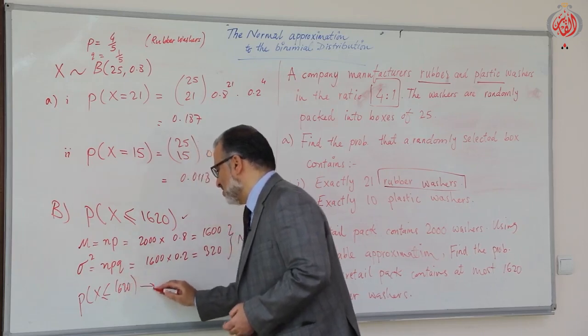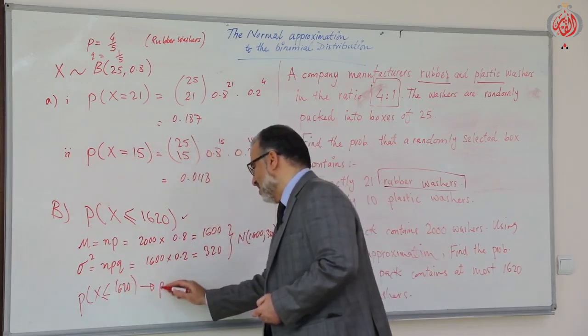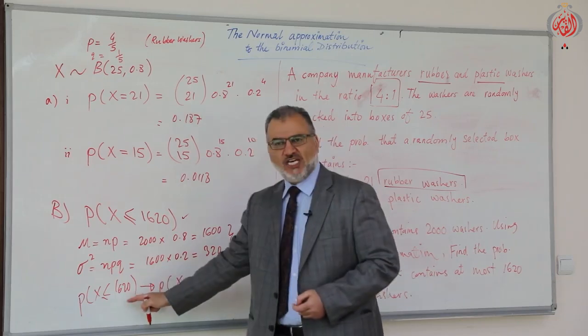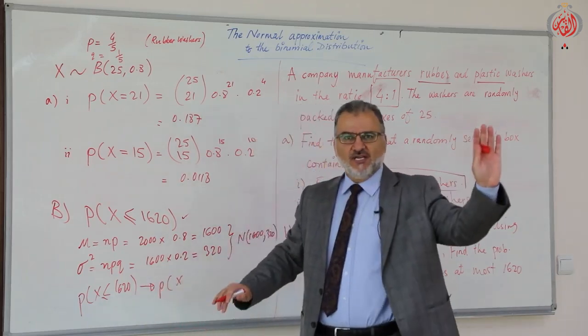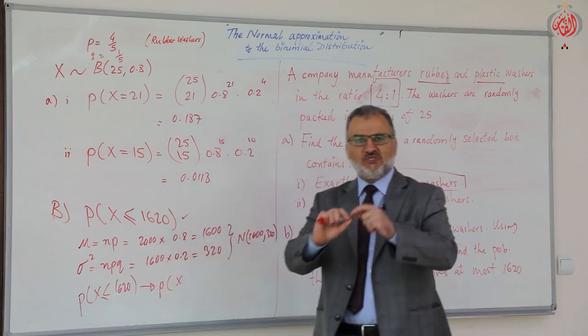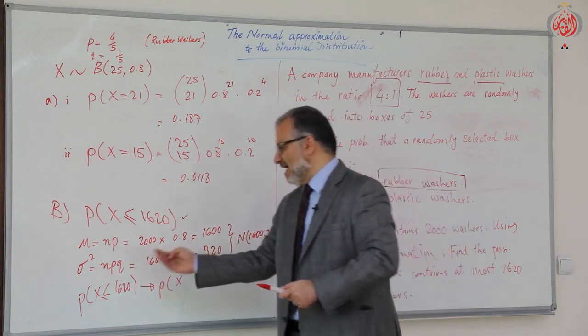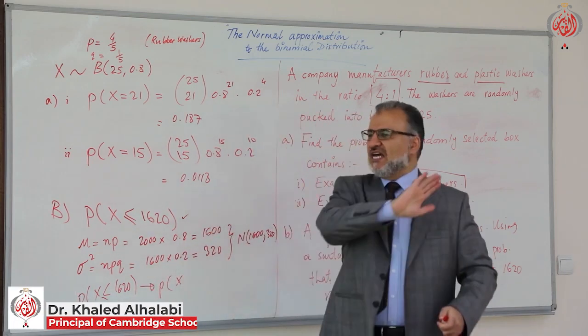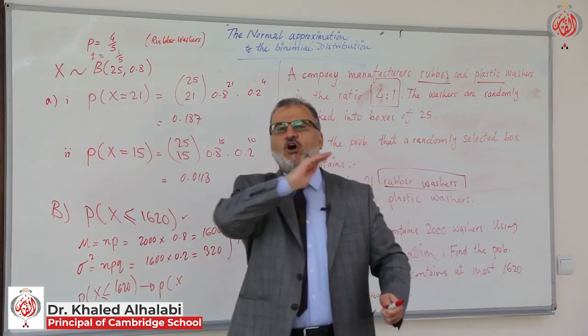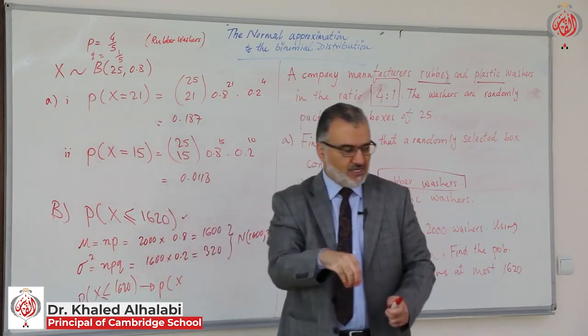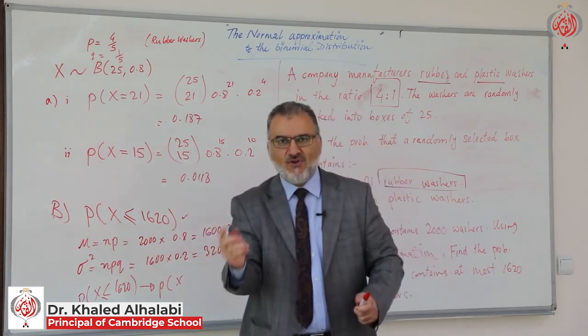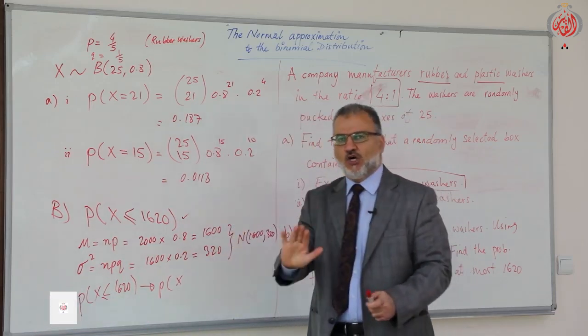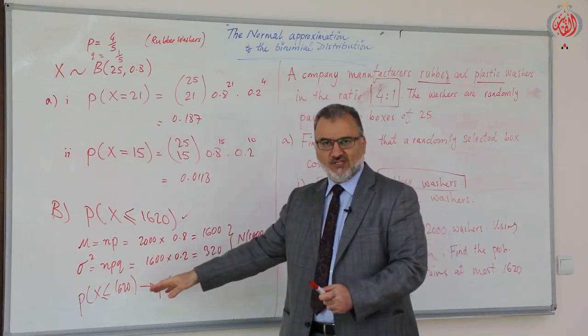How do we make the correction now? We have to change that value, to change the discrete into continuous, either by adding half or by subtracting half. This is the rule for all questions: continuity corrections, either you add half or you subtract half, based on the question that you have.